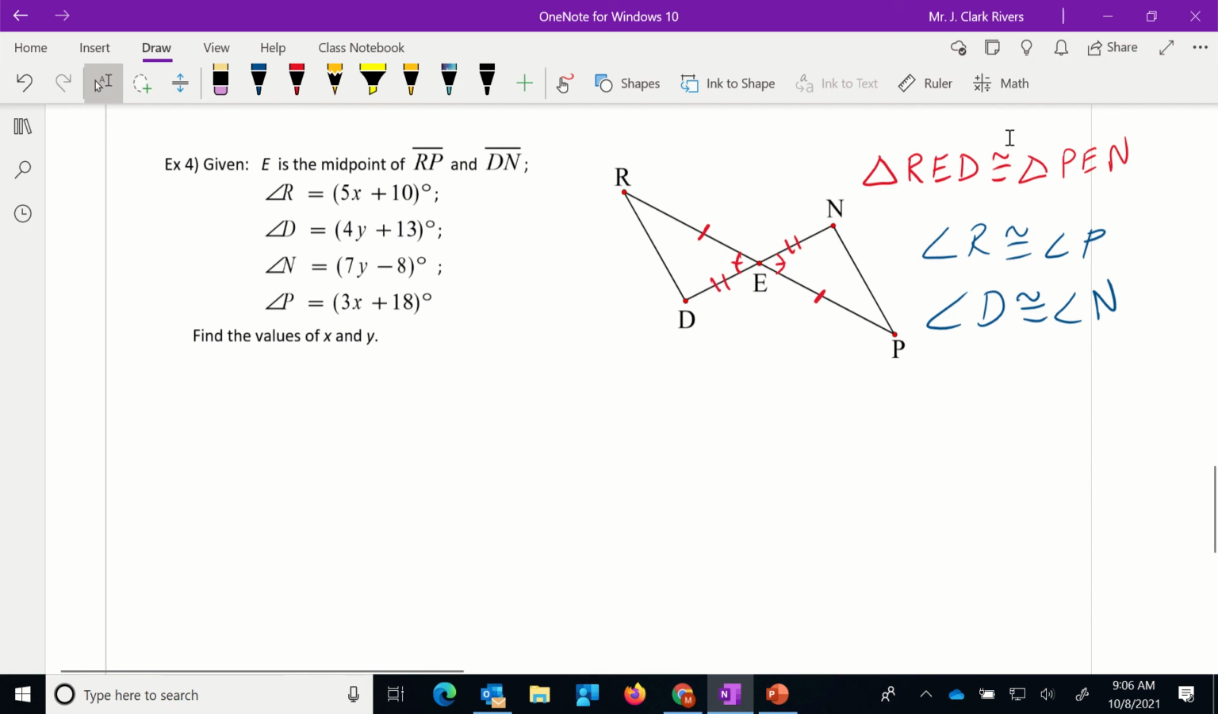And by taking these steps, it'll help you not make a mistake in the future. It's pretty clear on this one because of how it looks, but it's not always this clear. So that's a good strategy to use. All right, keep going.